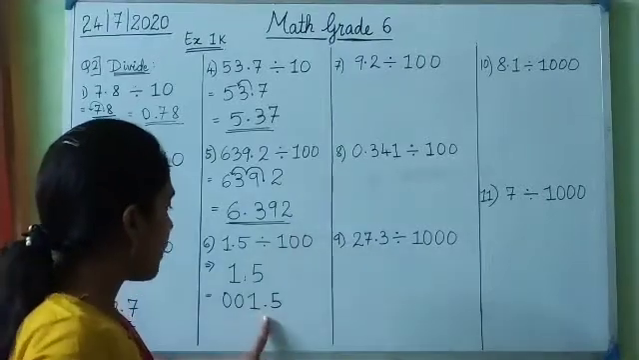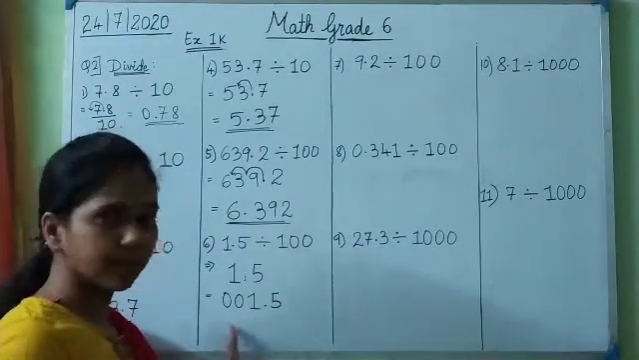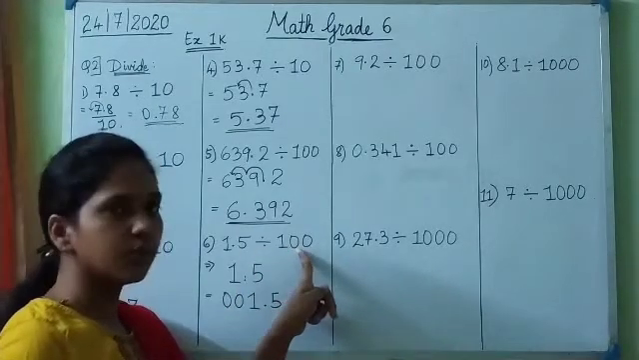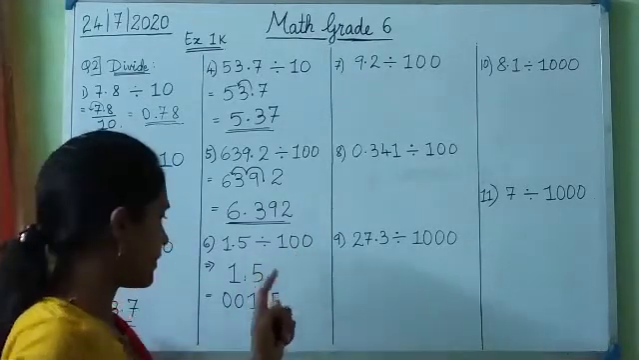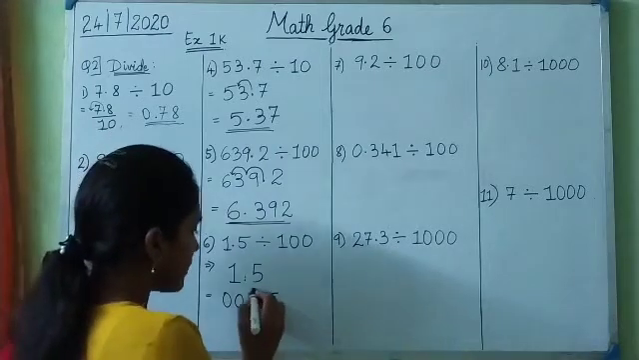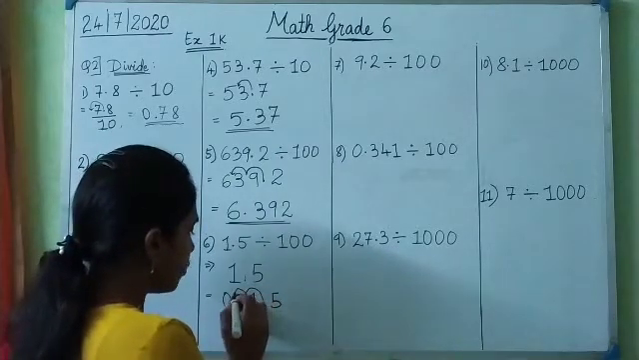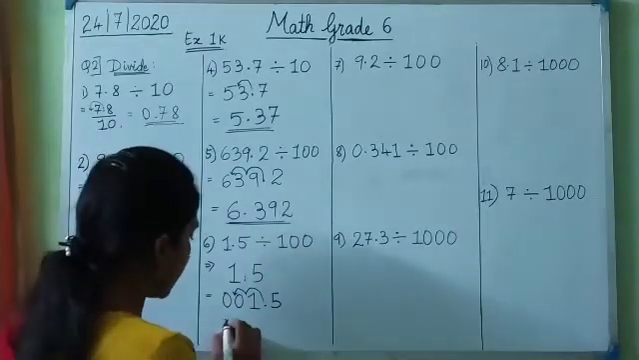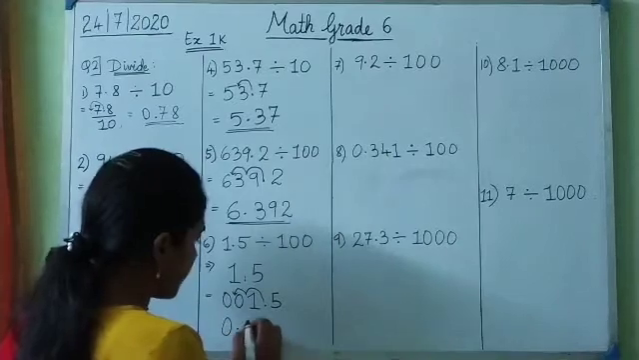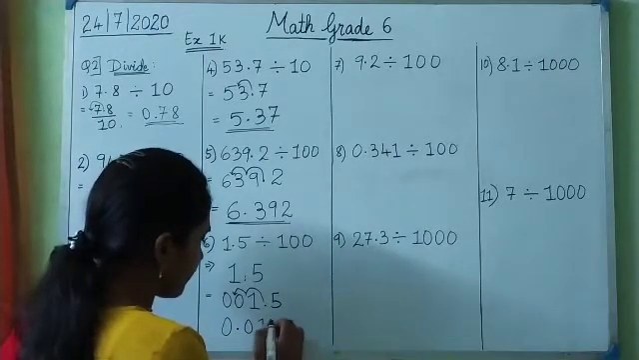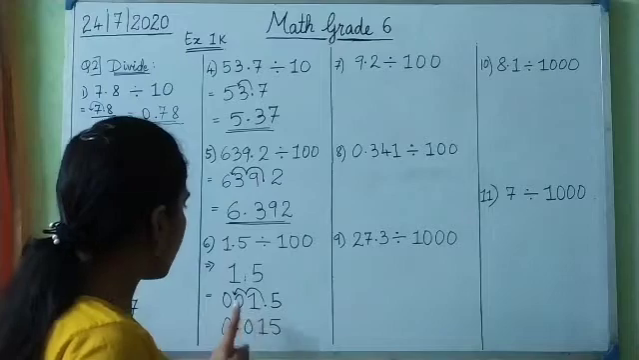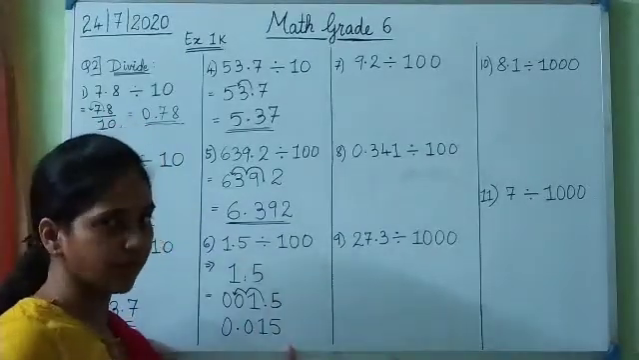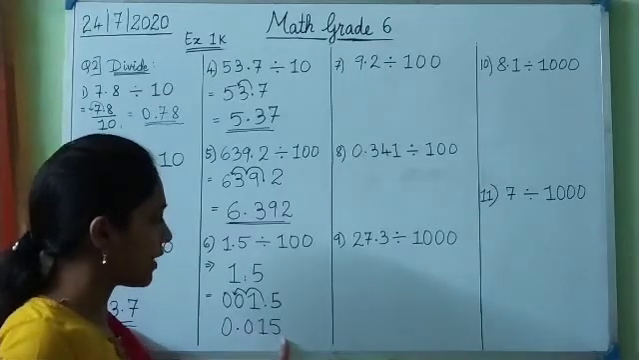001.5. Now how many digits are there before the decimal point to the left? There are 1, 2 and 3 digits. And from that we have to move the point 2 digits because there are 2 zeros in 100. So let's jump towards the left 1 time, 2 times. Now it will lie between the first 0 and the second 0. So this number becomes 0.015. So 1.5 after dividing by 100 becomes 0.015.